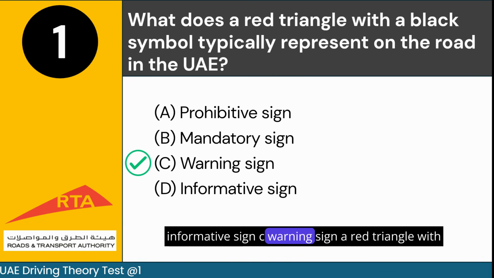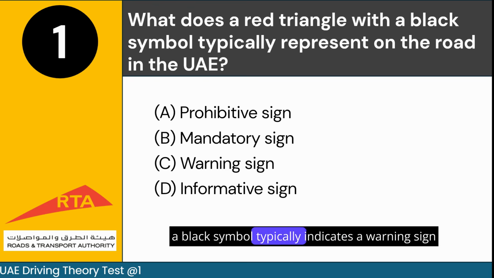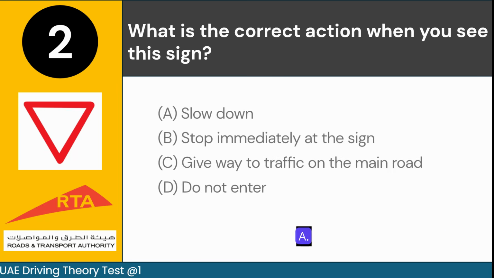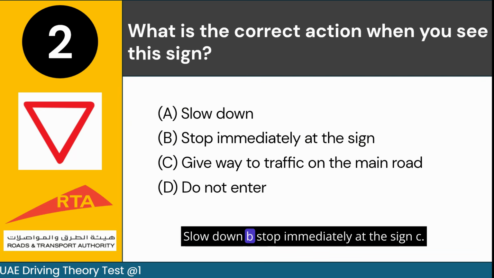Answer: C. Warning sign. A red triangle with a black symbol typically indicates a warning sign, alerting drivers to upcoming hazards on the road. What is the correct action when you see this sign? A. Slow down. B. Stop immediately at the sign. C. Give way to traffic on the main road. D. Do not enter.